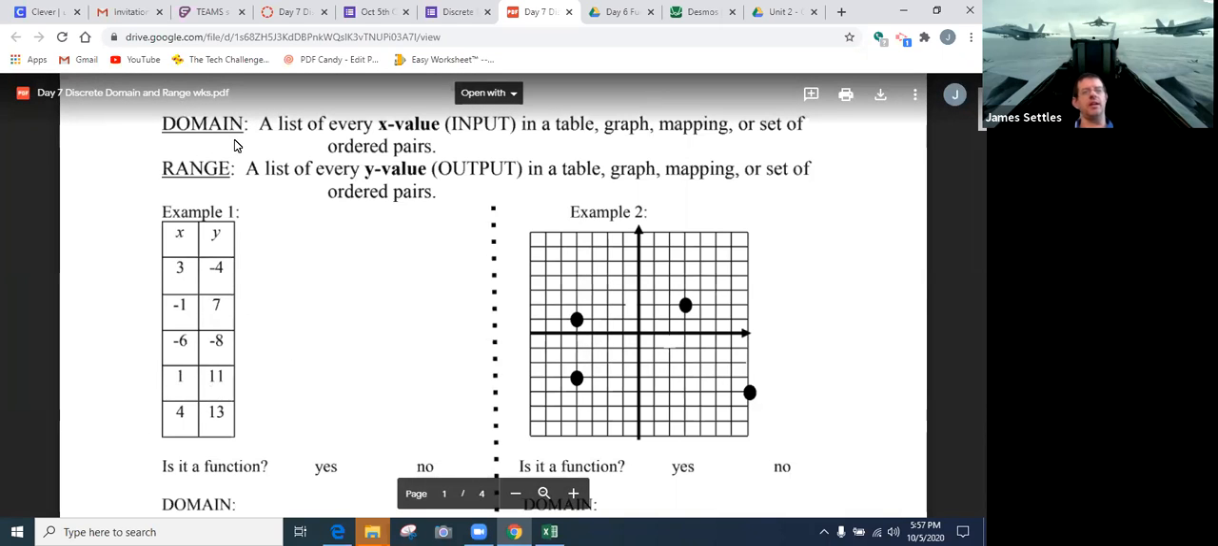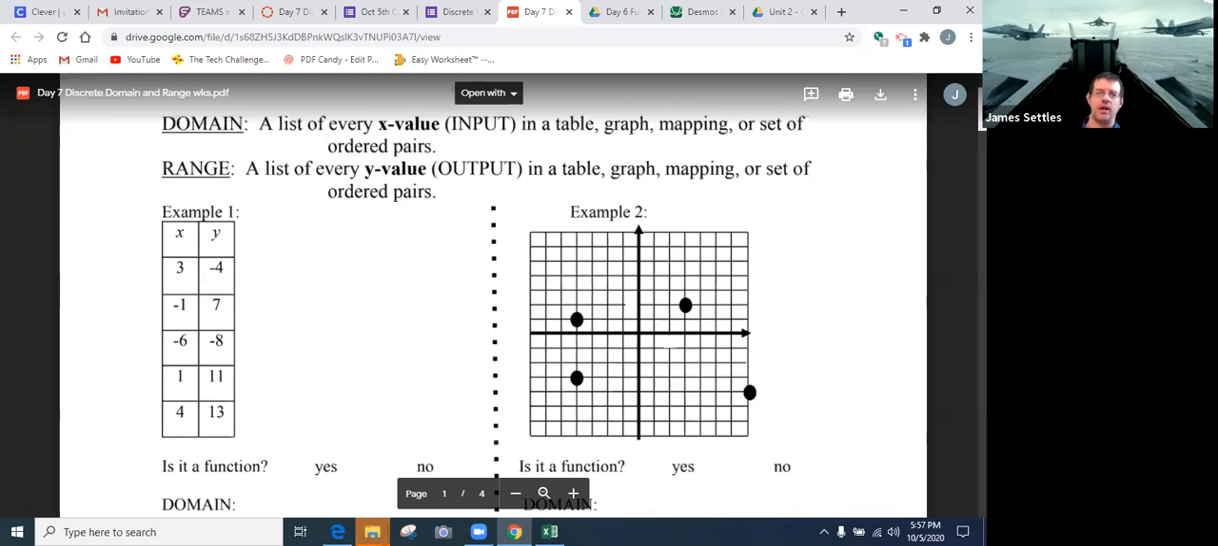Then the word domain means that it's the x values, okay? And range is the y values. And so the biggest thing with this is just simply learning that domain is x values and range is y values without mixing them up. Number one mistake is, it'll say domain and people want to list the y values, or range and they want to list the x. So the way I remember it is, x comes first in the alphabet and then y. So domain comes first in the alphabet and then range. So it's domain is x and range is y.